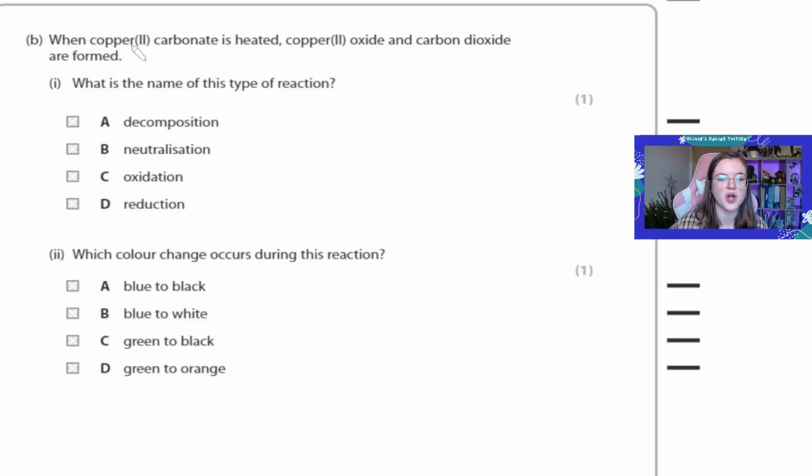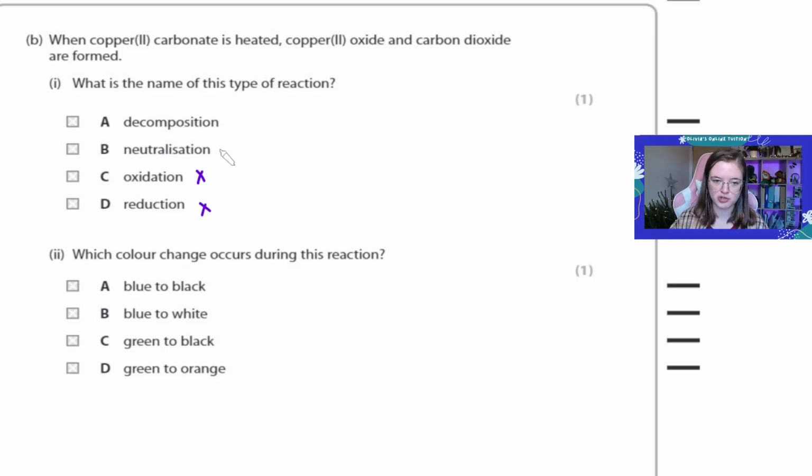Part B, when copper 2 carbonate is heated, copper 2 oxide and carbon dioxide are formed. What is the name of this type of reaction? So a lot of people will automatically go oxidation reduction, but remember, if it's a full reaction, then if it's going to do one of them, chances are it's also going to do the other, unless it's reacting with oxygen. In that case, it'd be oxidation. So it's not going to be either of these two, because it's not reacting with oxygen.